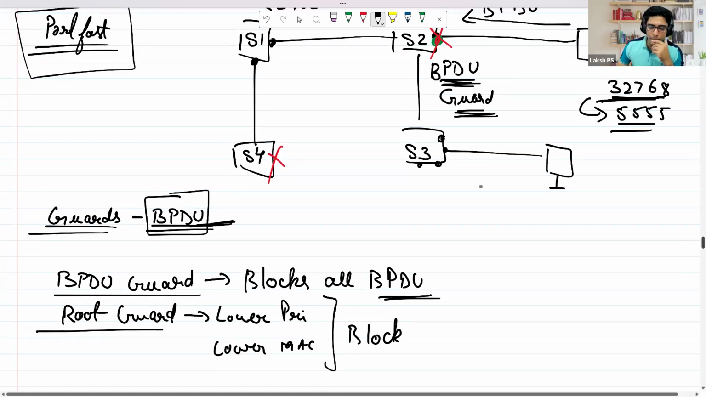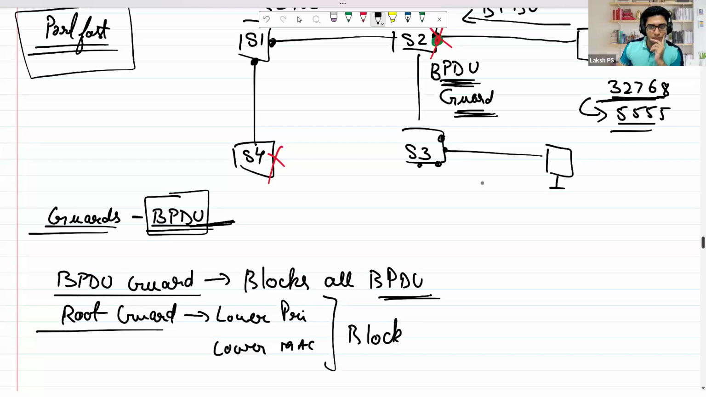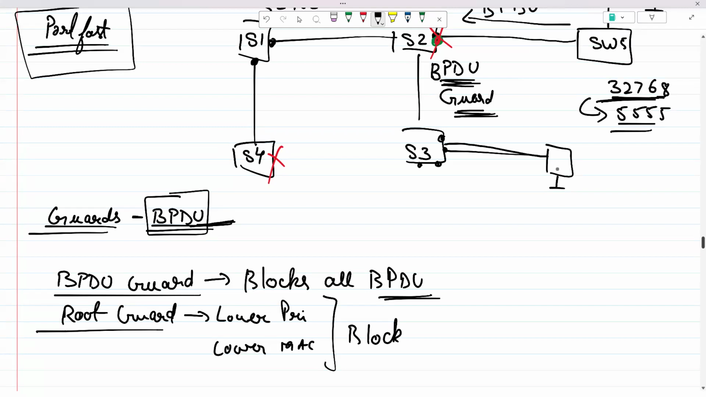Yeah, I will enable BPDU guards. Clear? Basically, we are enabling the BPDU guard on switch S3 because there we are expecting a subscriber to be connected, and a subscriber will not send BPDU, right? Correct. If the subscriber cannot send BPDU, obviously it can be directly connected. There's no problem there.